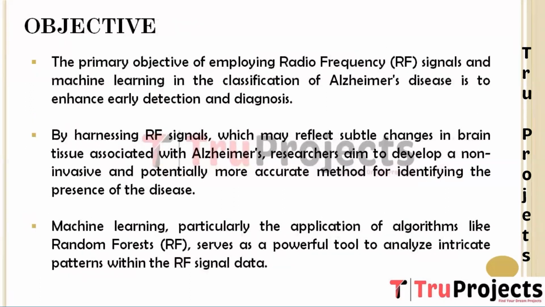So now coming to the objective part, the objective of this project is to improve the early detection and diagnosis process. The utilization of RF signals capable of capturing subtle alterations in brain tissue linked to Alzheimer's is intended to pave the way for a non-invasive and potentially more precise means of identifying the disease. The application of machine learning, especially through algorithms such as random forest, which stands for RF, stands out as a robust method for scrutinizing complex patterns present in the RF signal data.